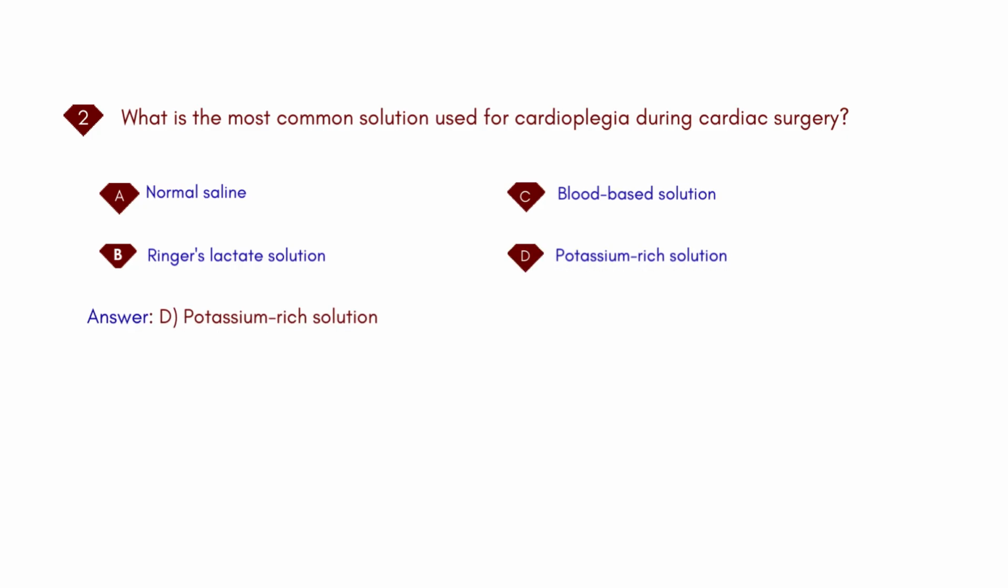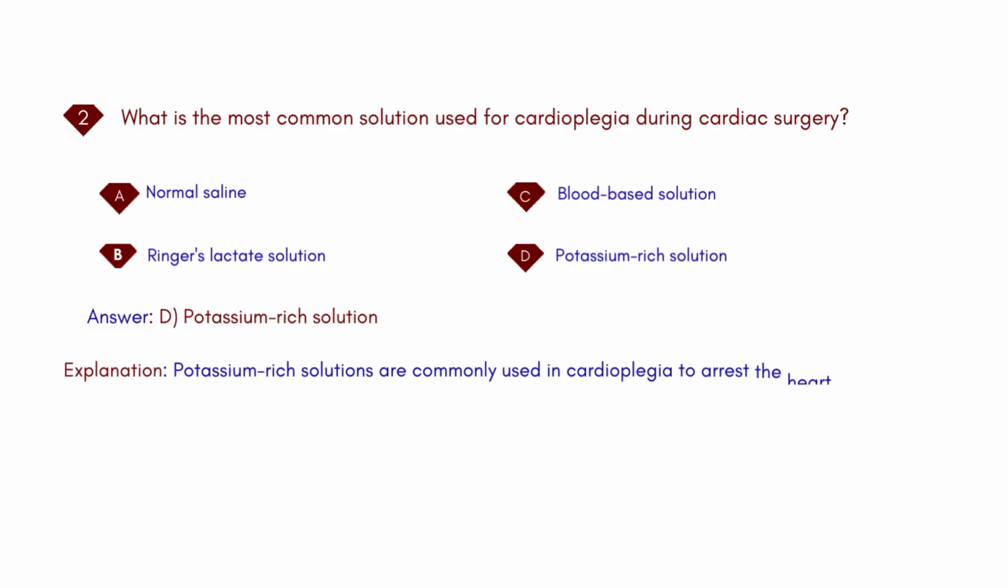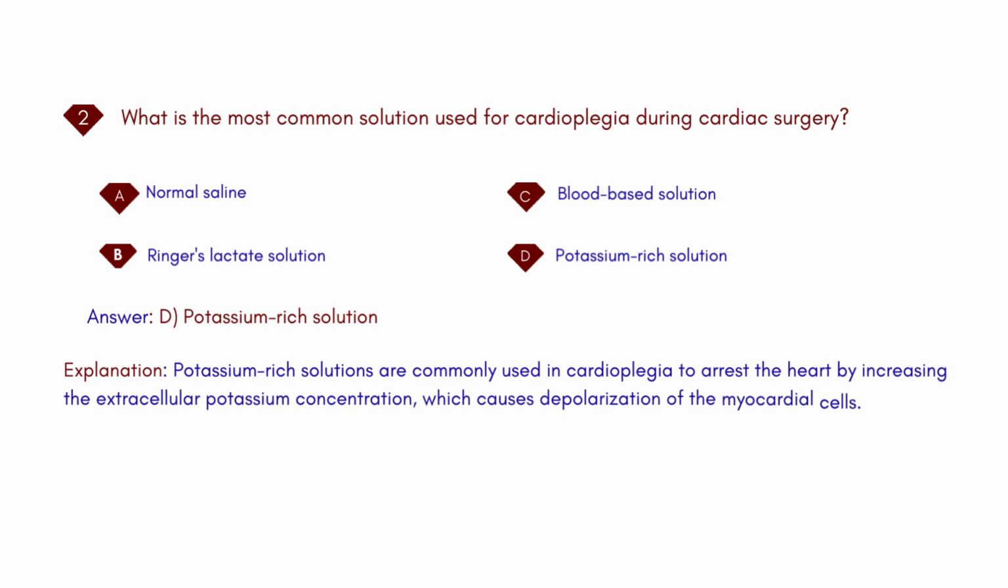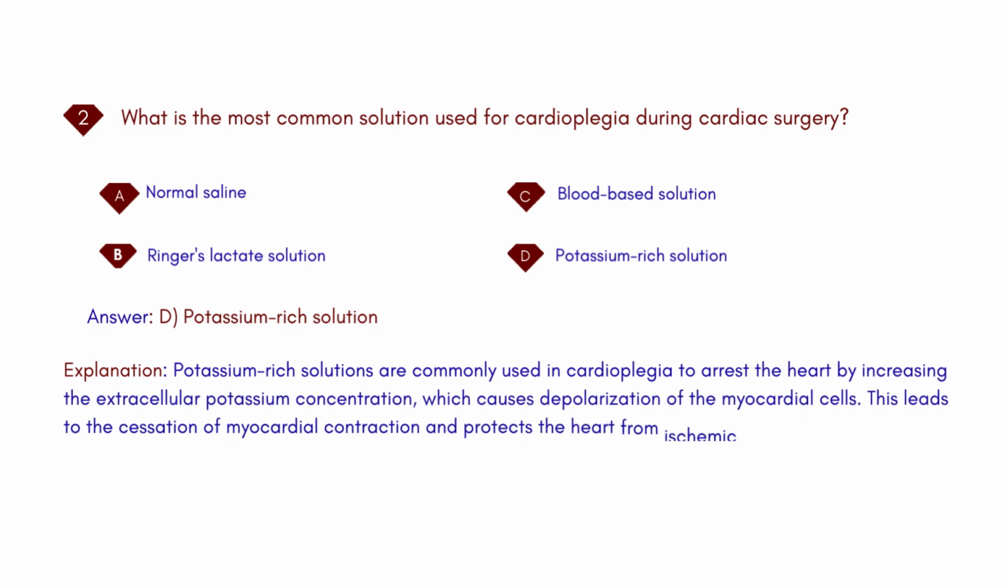Answer: D. Potassium-rich solution. Explanation: potassium-rich solutions are commonly used in cardioplegia to arrest the heart by increasing the extracellular potassium concentration, which causes depolarization of the myocardial cells. This leads to the cessation of myocardial contraction and protects the heart from ischemic damage.